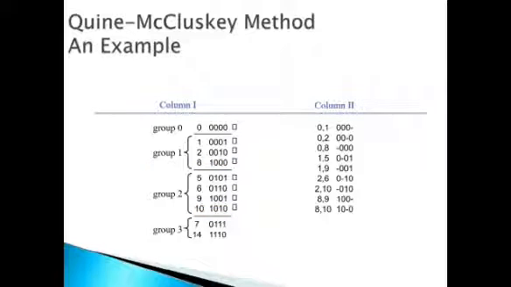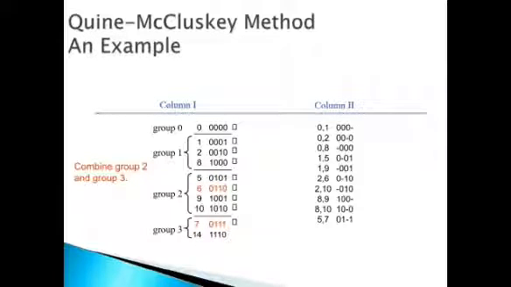Now we will compare group 2 with group 3. In this combination, we will compare 5 with 7. While comparing 5 with 7, we see that 1 bit is changing, so we will place this combination, 5 and 7, in column number 2. Similarly, we compare 5 with 14. Here 2 bits are changing, so we will ignore this combination.